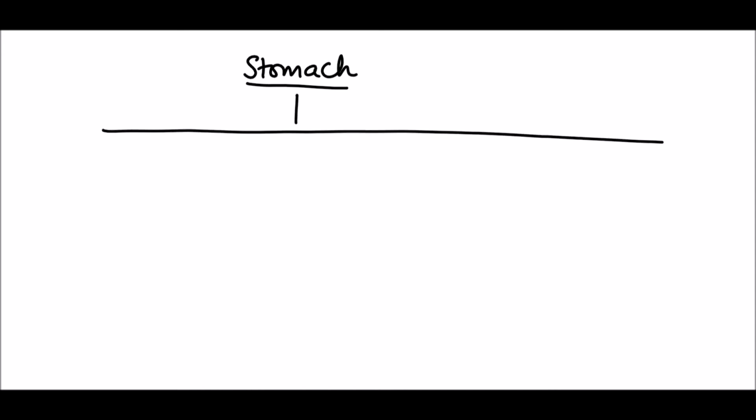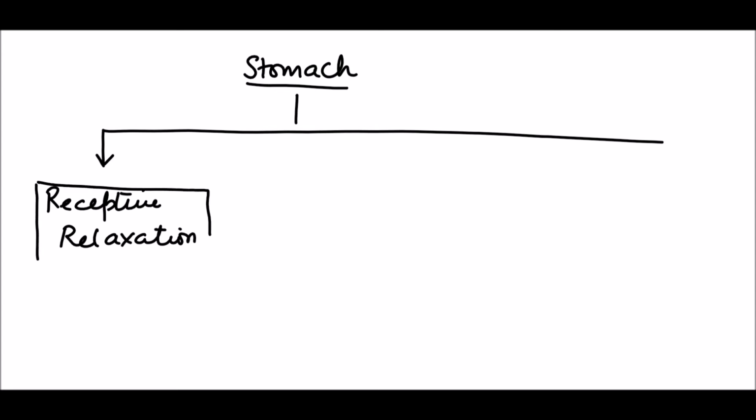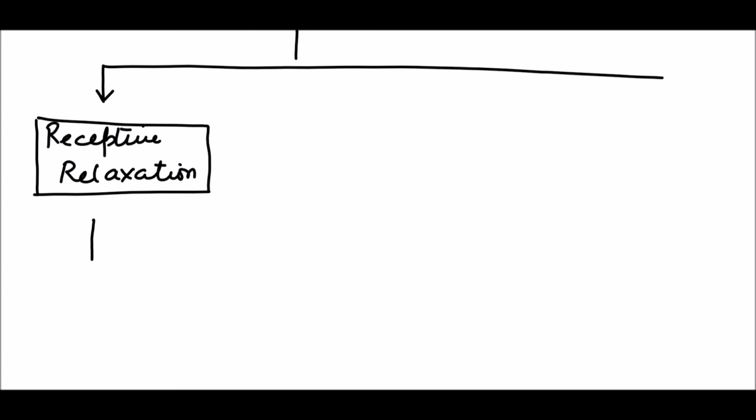Now let us discuss the movements of the stomach. So in case of the stomach, we have three different types of movements. The first movement is called receptive relaxation. The second type of movement of the stomach is called retropulsion. So first let us discuss receptive relaxation, then we'll go to the other movements.